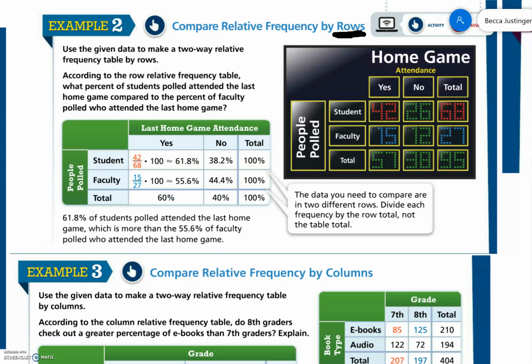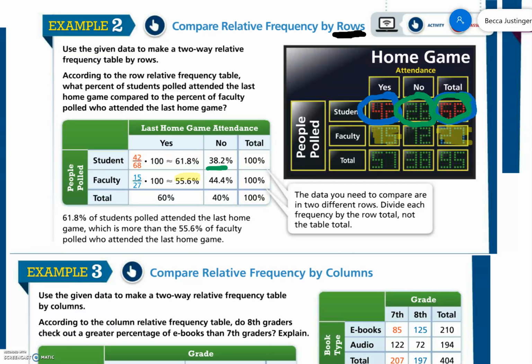So they did the number of students, 42 out of the total students, 42 that said yes. So you do 42 divided by 68 and multiply by 100. Same thing then when they did the no, you do the no's, students who said no, out of the total students. You're just staying in the row, and that gave us 38.2%. Then they look at the faculty, 15 out of 27 by the row, so part over whole. The total is the row total, and that gave them 55.6%, and the same thing with the no's. 72 divided by 27 and multiplied by 100.